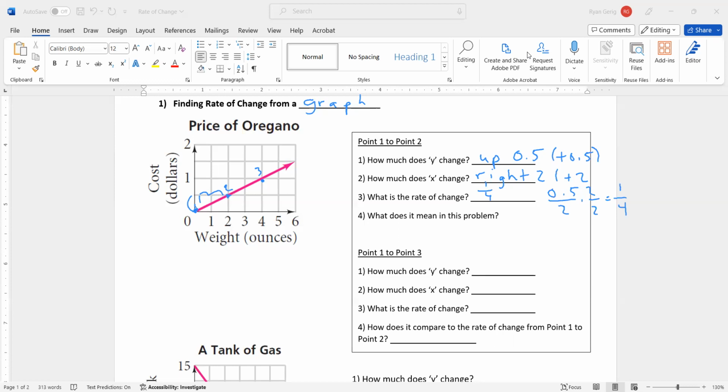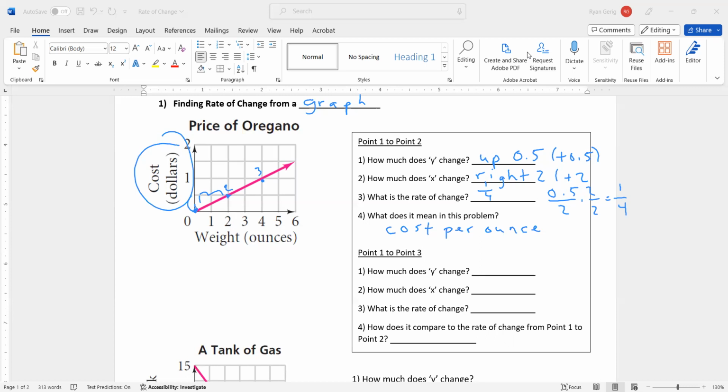Now, what does it mean in this problem? Well, like I said earlier, it's the change in y over the change in x. Well, the y is labeled in dollars, so it's the change in dollars, or cost per, and what's the label on x? Ounces. So it's cost per ounce. So the way you figure out what it means is you look at the y label, and then you look at the x label, and it's the y label per the x label.